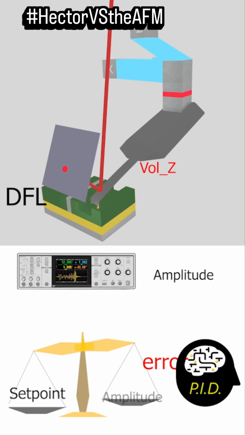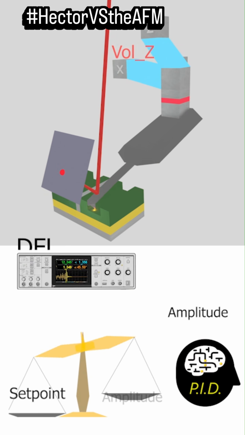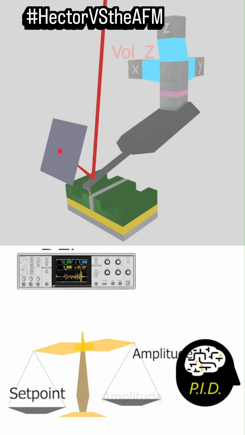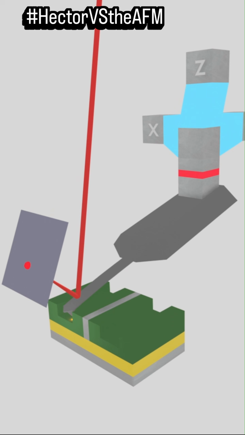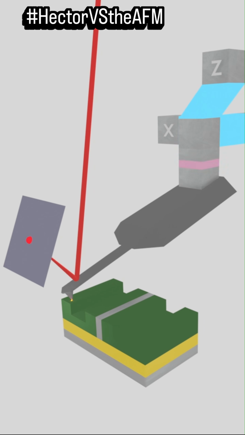This error between the desired amplitude reduction and the actual reduction goes to the PID controller, which decides if the Z piezo needs to extend or retract. And thus the surface tracking happens. And this is how dynamic force microscopy occurs.